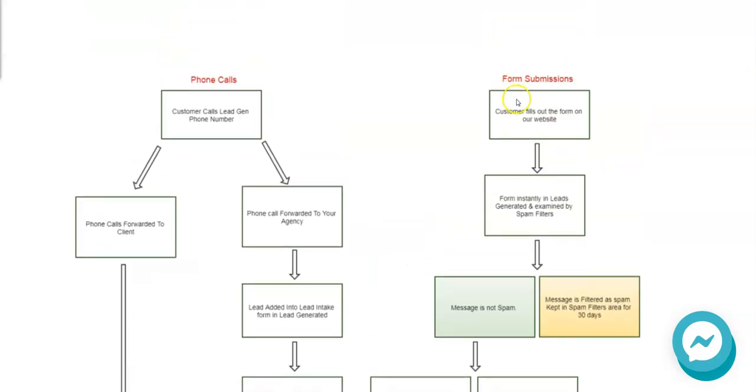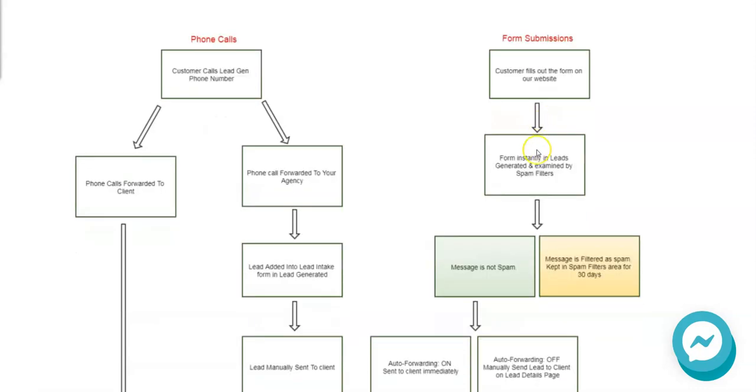In this case, a customer finds our website and fills out the form on our site. Because you have it connected to Lead Generated, we receive that form submission in our system immediately. The first thing that happens when we receive the lead is we evaluate it based on the spam filter rules you have set up within your account. From there, one of two things will happen. The message will be sent to the All Leads area, or it will be marked as spam.